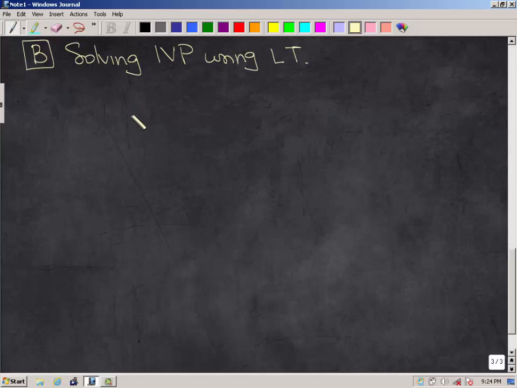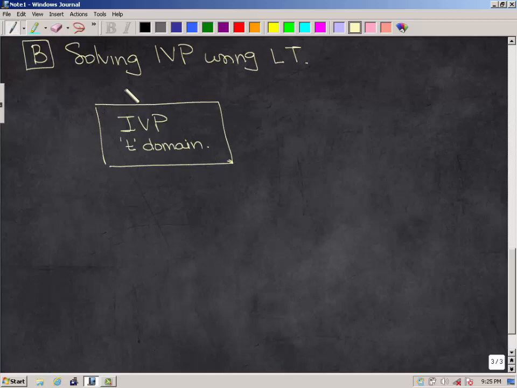I've probably drawn this many times for you already, but let's do it one last time. Okay, so we have some initial value problem. It's in the t domain. I'll always use t's instead of x's going forward. It's in the t domain, and I want to solve this initial value problem. That's my goal.